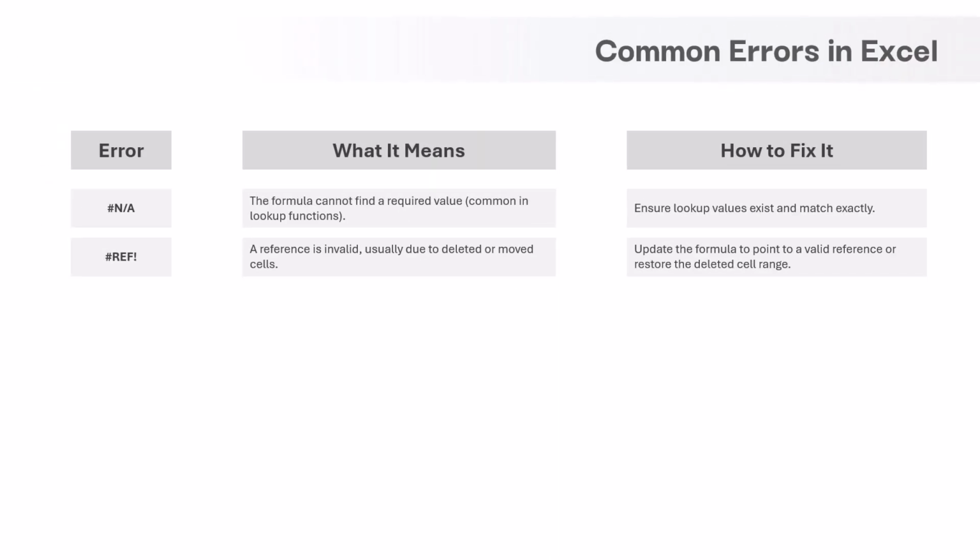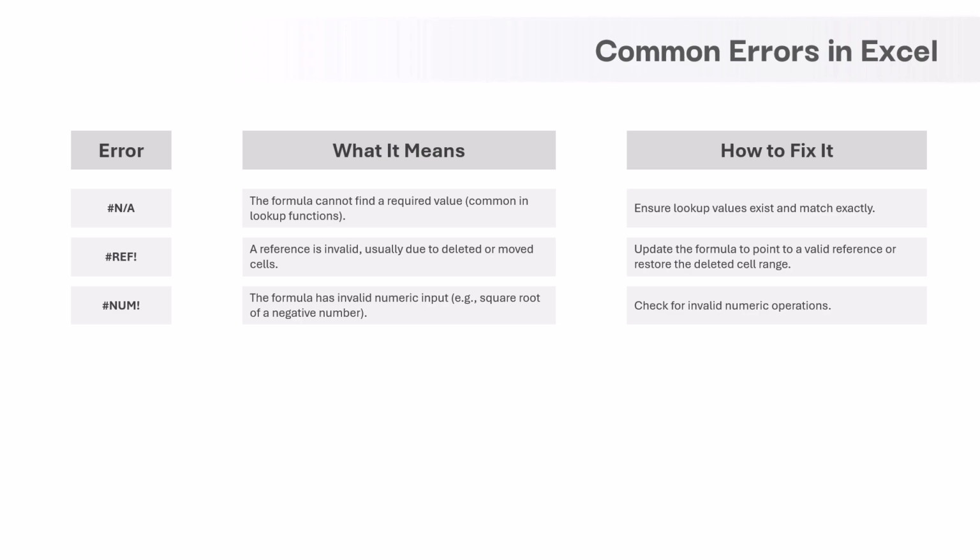The next type of error is a num error, and this type of error usually occurs when we are trying to perform an invalid mathematical operation using Excel formulas or functions. Say for example, we are trying to find a square root of a negative number which is invalid. And how to fix it? We just need to check for invalid numeric or mathematical operations.